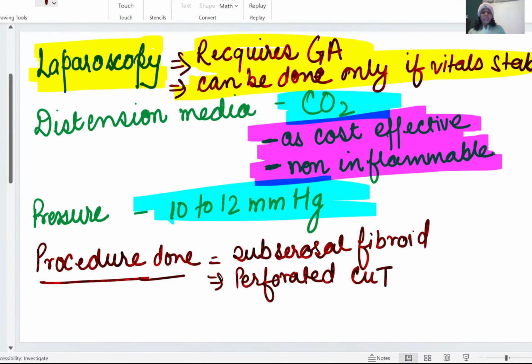Okay, so what is the pressure maintained, not only in gynae surgery, but in all laparoscopic surgery? It is 10 to 12 mmHg. And what is the gas used? It is carbon dioxide. Okay. And what are the gynae procedures we do by laparoscopy? Can you tell me?